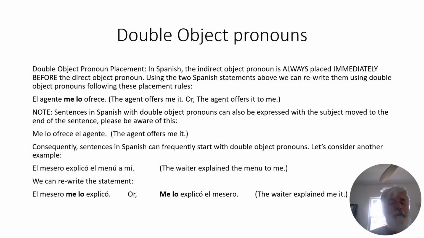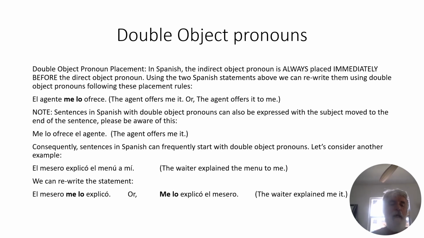Here we have, el mesero explicó el menú a mí. So we just have a full sentence. Here, there are no object pronouns. Now let's sub out the direct object and the indirect object with their pronouns. We can rewrite this as, el mesero me lo explicó. There's my indirect object. It always comes first. Then my direct object is lo. It comes second. And they always come before the verb.